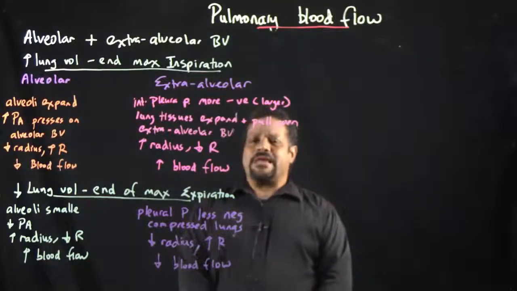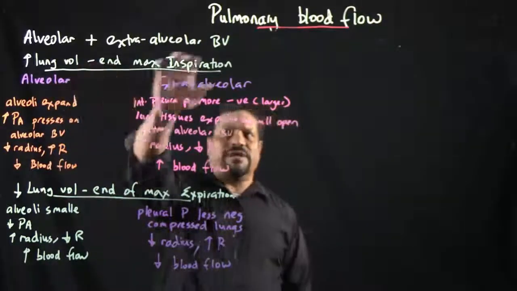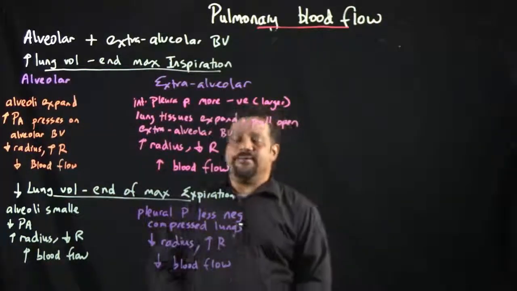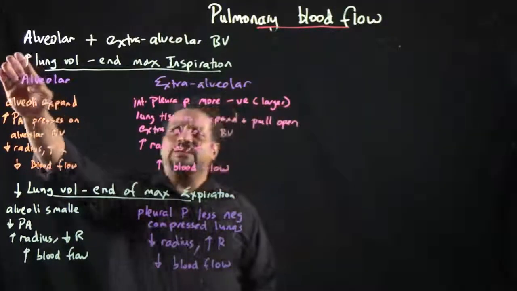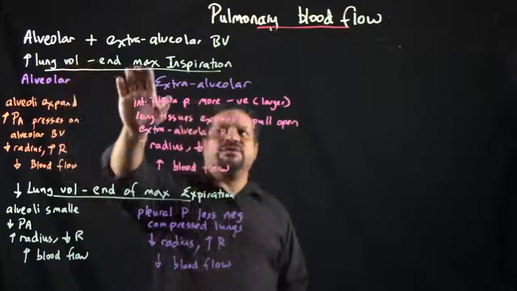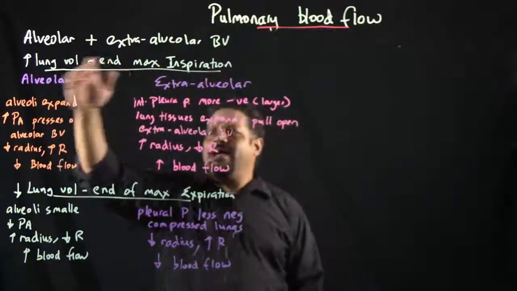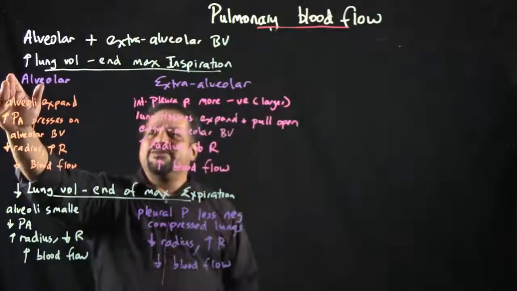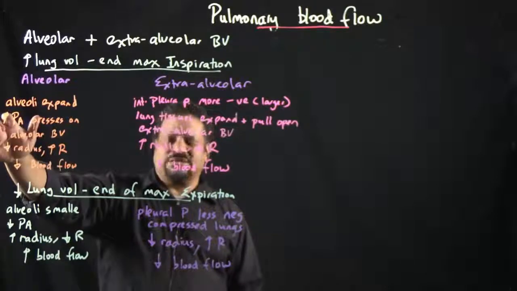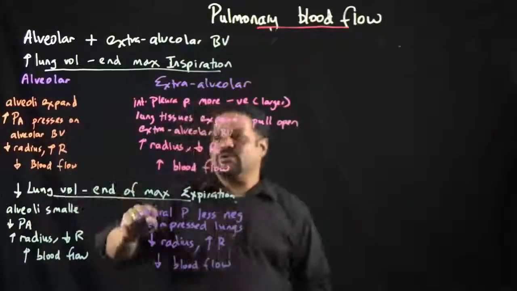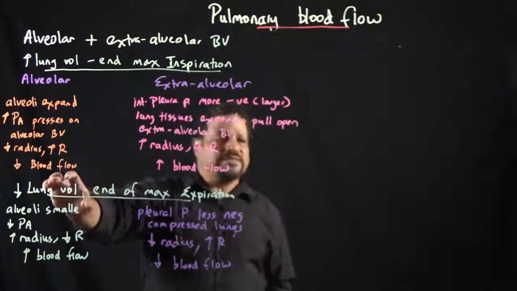Okay, now let's look at these changes in the alveolar and extra-alveolar blood vessels with changes in lung volume. In the first part, we're going to have increased lung volume, such as at the end of maximum inspiration, the end of a deep breath. With the alveolar blood vessels, the alveoli expand, and that increases the alveolar pressure, which presses on those alveolar blood vessels, decreasing the radius, increasing the resistance, and decreasing the blood flow.